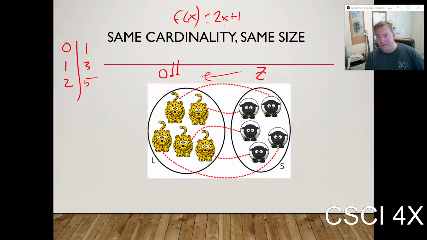This is a one-to-one and onto correspondence. It goes the other way as well. If you put in 5 on the right-hand side, you get 2 on the left-hand side. If you put in 3 on the right-hand side, you get 1 on the left-hand side. Okay? Therefore, the size of all odd integers is exactly the same as the size of all integers.